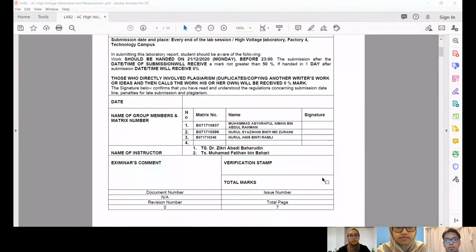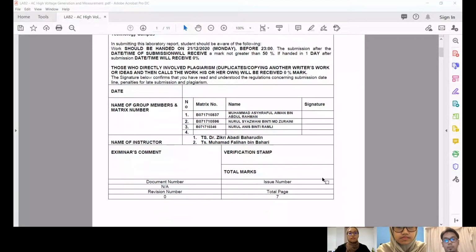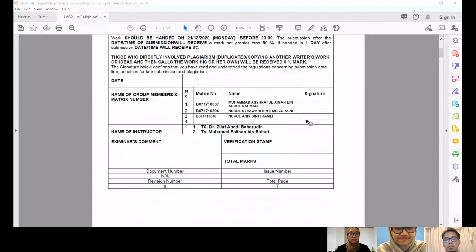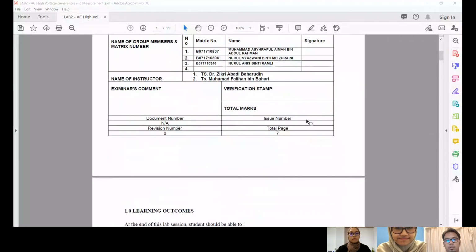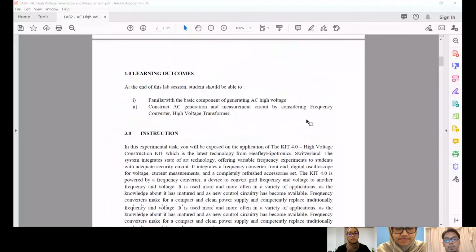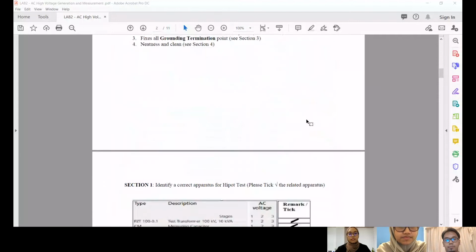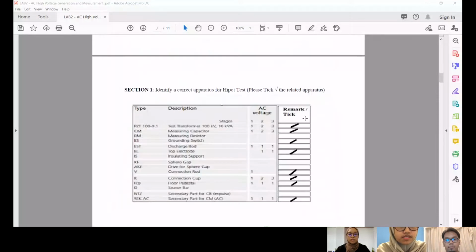Okay, in this lab, there are three parts, three sessions. For the first section, I would like to pass to Nurul Syazwani for the detailed explanation. Okay, my name is Nurul Syazwani.